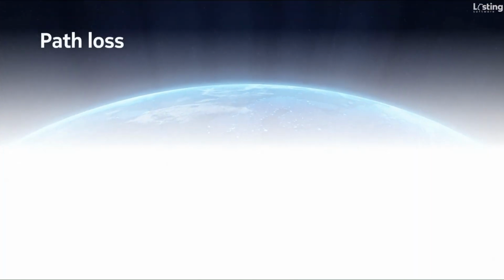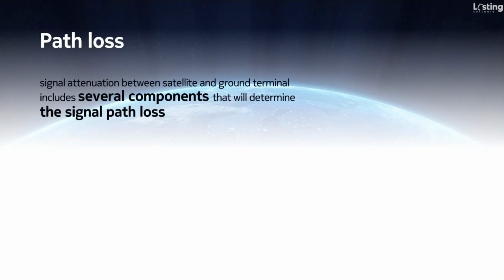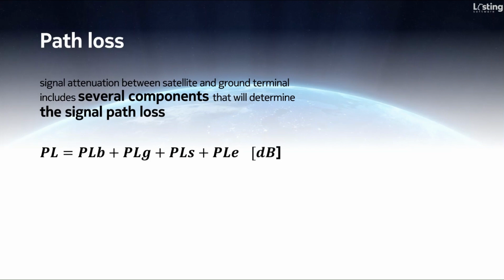The path loss. According to the 3GPP study on new radio to support NTN networks, the signal attenuation between satellite and ground terminal includes several components that determine the signal path loss as follows. The total path loss can be expressed as the sum of the basic path loss, the attenuation due to atmospheric gases, the attenuation due to ionospheric and tropospheric scintillation, and the building penetration loss, all expressed in dB.